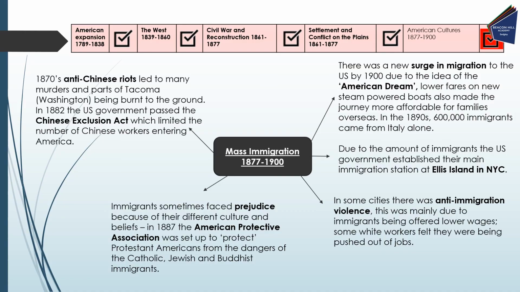And finally, in the 1870s, we have the anti-Chinese riots, which led to many murders and parts of Tacoma in Washington being burnt to the ground. In 1882, the US government passed the Chinese Exclusion Act, which limited the number of Chinese workers able to enter America. So remember the impact that the Chinese had had on the construction of the Transcontinental Railroad. That now seems like a distant memory to the US government, and they begin excluding the Chinese from arriving into the US. So again, another consequence there that you could describe.